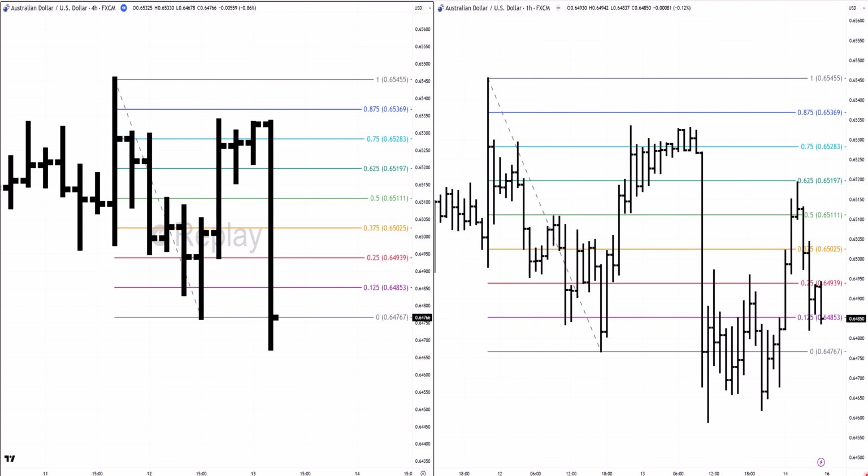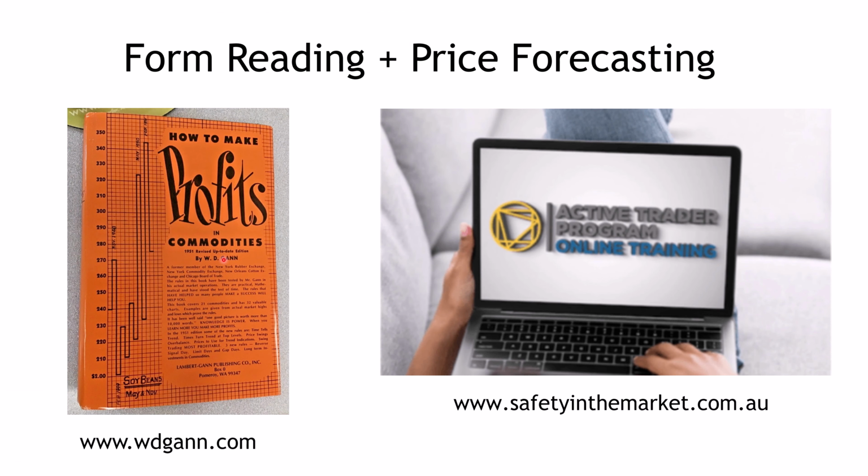Now, this form of analysis, there are two places that I highly recommend that you go to in order to study this. The first is section 2 of W.D. Gann's book, How to Make Profits in Commodities. It's all there, section 2, form reading. However, for me, I struggled with that a little bit. I have to be honest, my swing trading skills and my entries and exits, taking small risks on trades, that sort of stuff, it came from a program called Safety in the Market and the Active Trader program there. I was a student there 20 years ago. I was also a teacher there for a period of time.